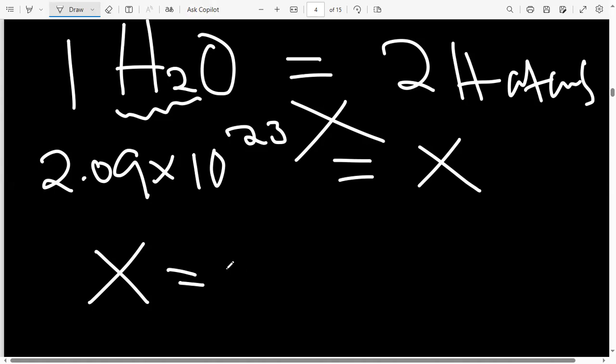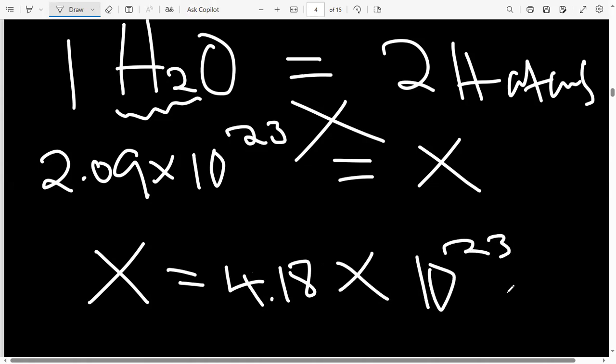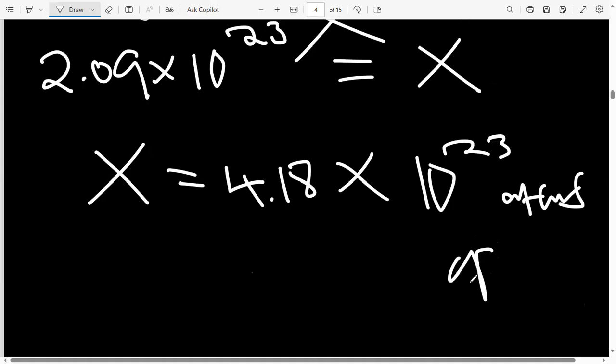Okay, so from that, I'm going to get 4.18 multiplied by 10 to the power 23 atoms of what? Hydrogen. So this here is our final answer. Okay, let's look at the other question now.